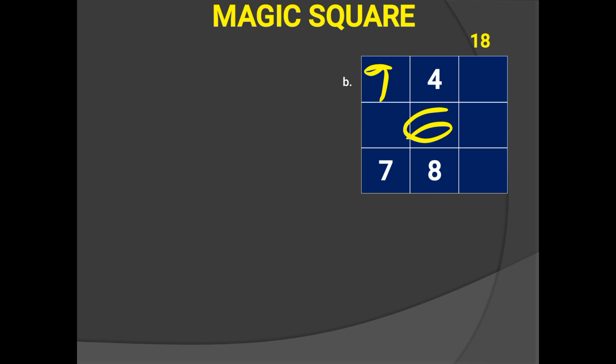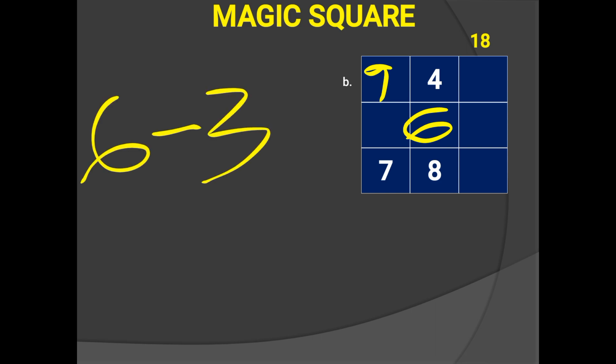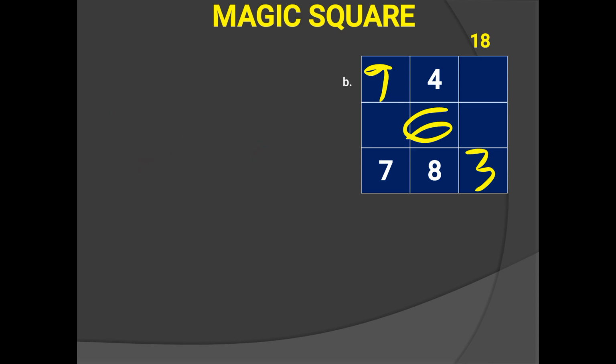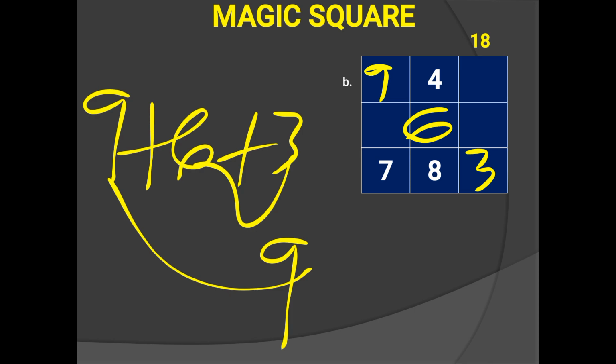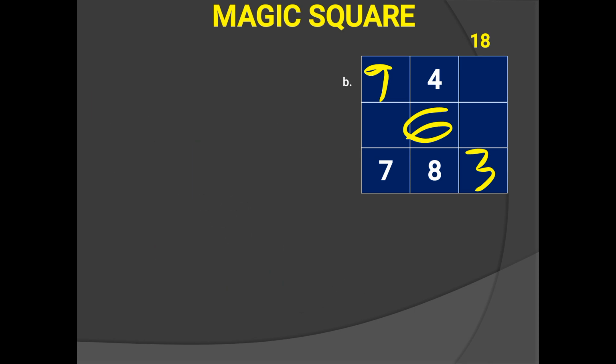The same middle number, I subtract 3, so 6 minus 3 will give me 3. So I write it over here. Now I've completed the first diagonal of the magic square. Let's see if that will give us 18. 9 plus 6 plus 3. Now 6 plus 3 is 9. 9 plus 9 is 18. So we are right. Okay, good.